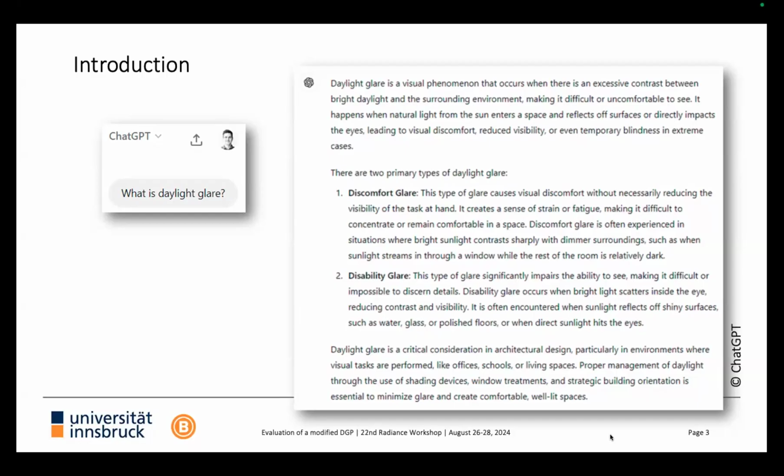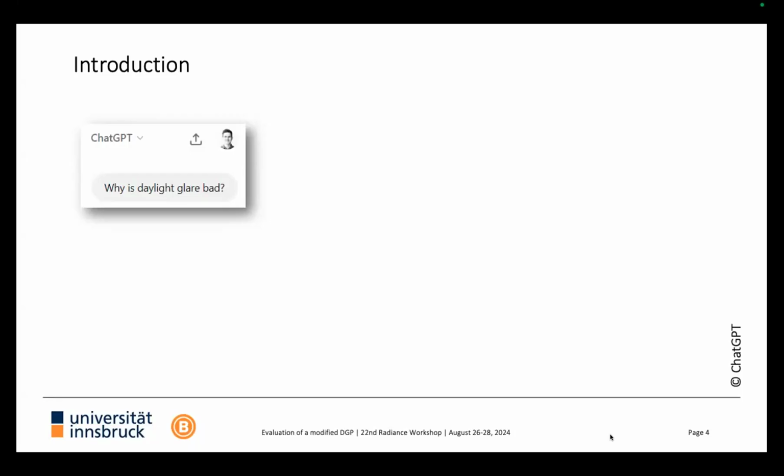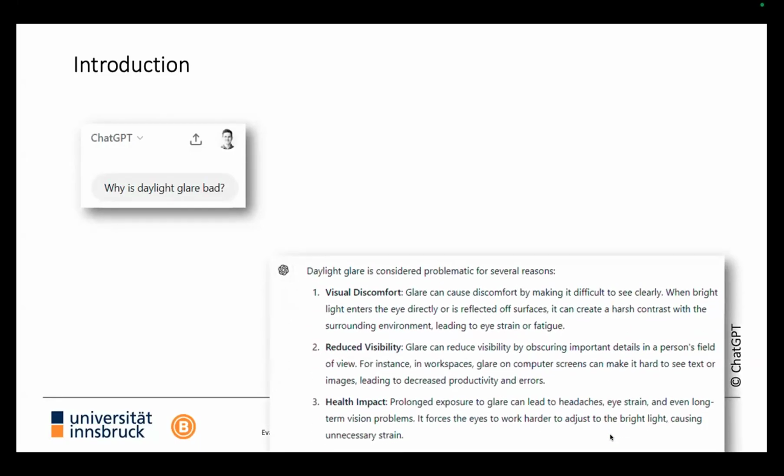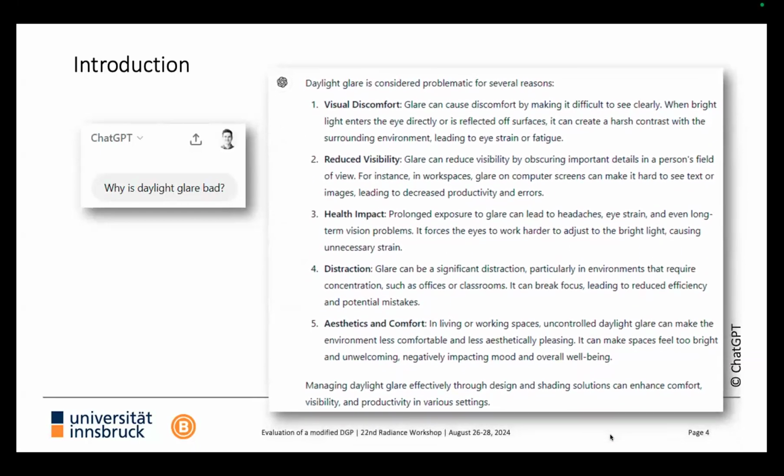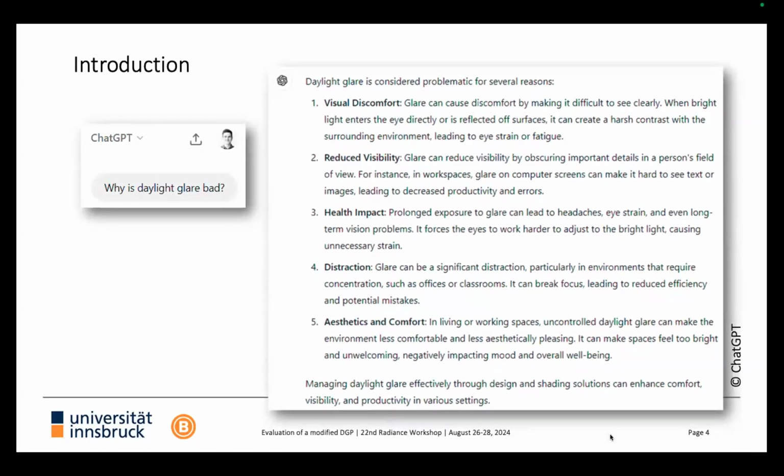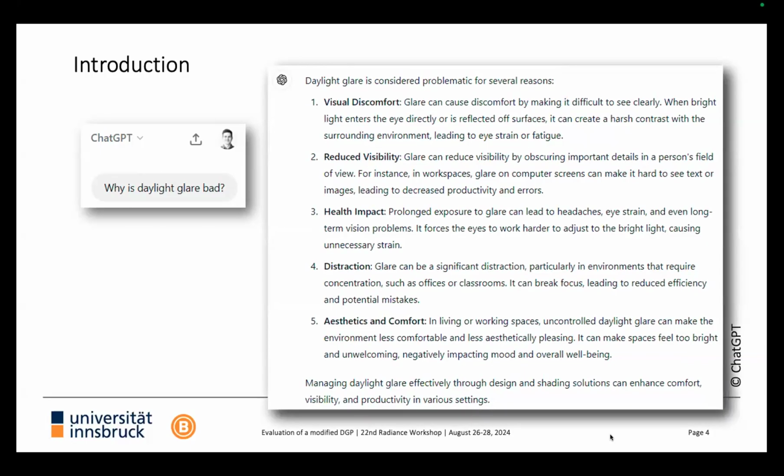Okay, we know that. So I wanted to know more, not only what is daylight glare, but why is daylight glare bad? Why do we need to care about that? Also, that still makes some sense and is quite okay to read through: visual discomfort, reduced visibility, health impacts, and so on. We know all about that.